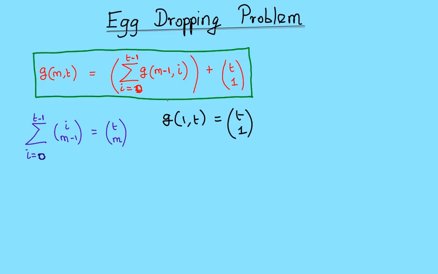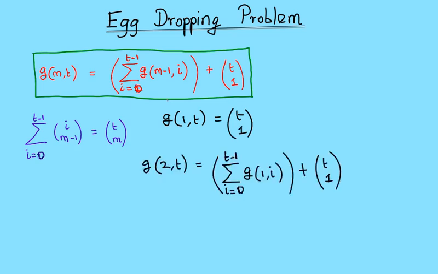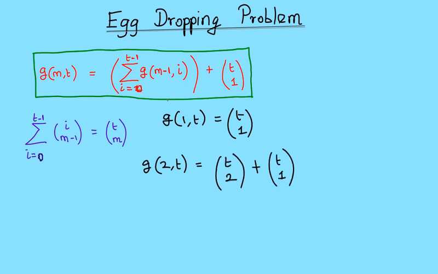g(2, t) is equal to the summation of g(1, i), where i ranges from 0 to t minus 1, plus t choose 1. Consider g(1, i). g(1, i) is i choose 1. From the summation we have seen now, this is t choose 2. So we have g(2, t) is equal to t choose 2 plus t choose 1.